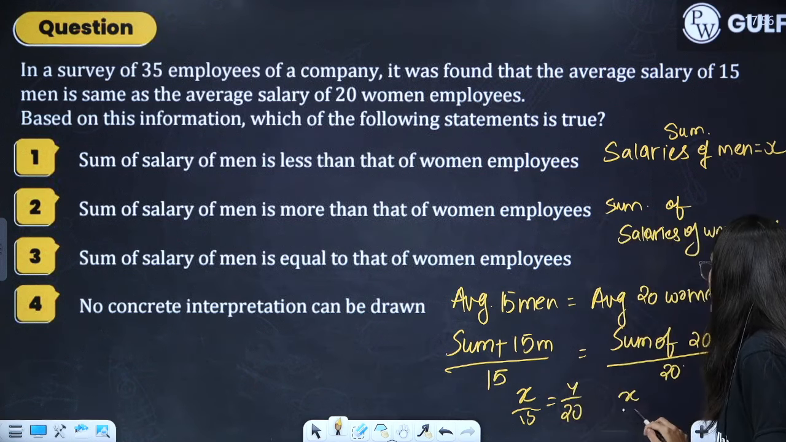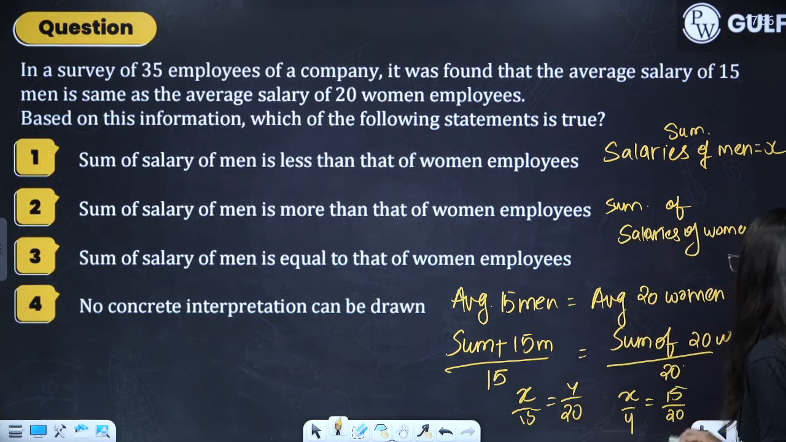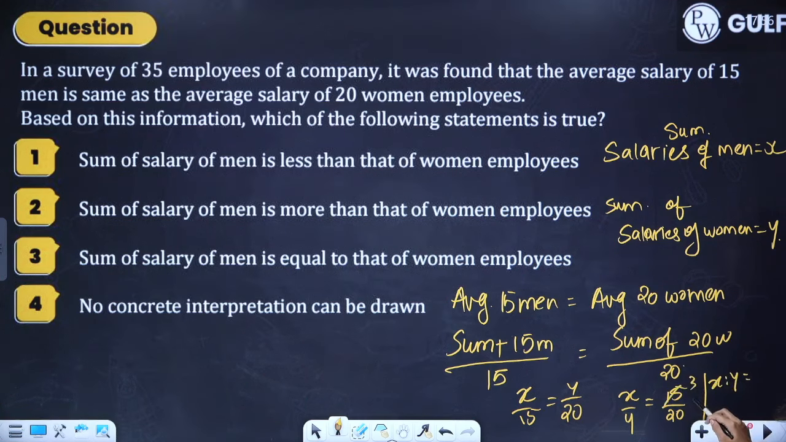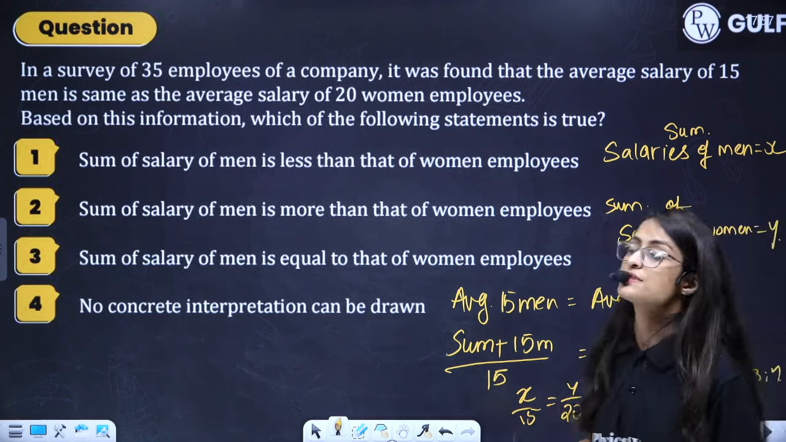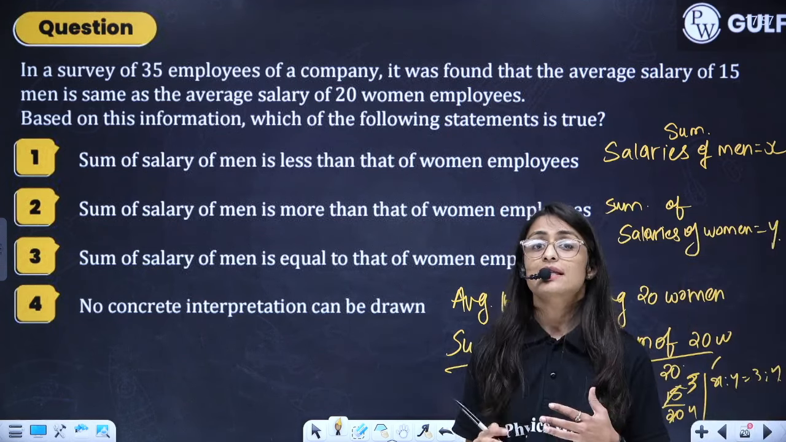So from here I'll get X by Y is 15 by 20, or you can write it in ratio form. 15 by 20 will be 5 3s are 15, 5 4s are 20, which is 3 is to 4. So can I say that the sum of men's salary would be 3x and women's salary would be 4y? Right? Something like that, because we can clearly see that X is to Y is 3 to 4. Right? So the summation of salaries of men is less than that of women.